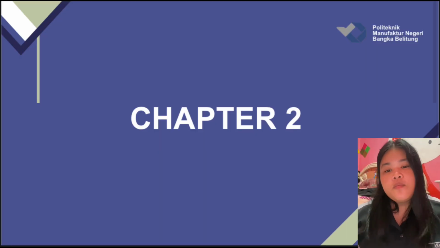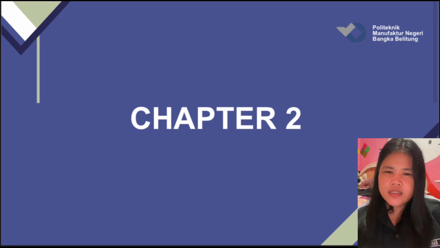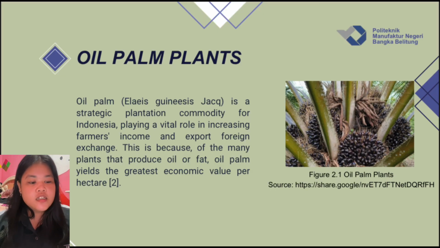Now, we move on to chapter 2, the theoretical basis. What's in chapter 2? Okay, the first one is the oil palm plant. Oil palm is a strategic plantation commodity for Indonesia, playing a vital role in increasing farmers' income and export foreign exchange. This is because of the many plants that produce oil or fat. Oil palm yields the greatest economic value per hectare.